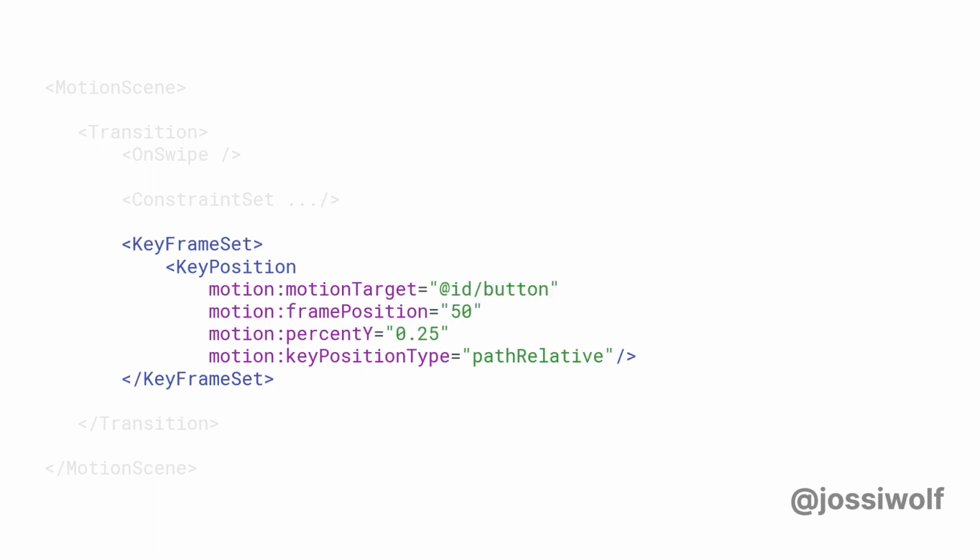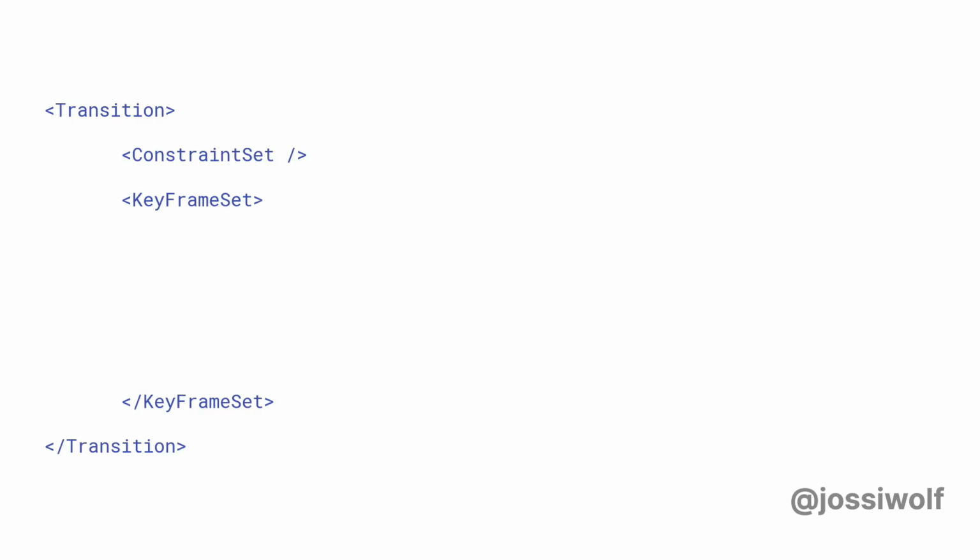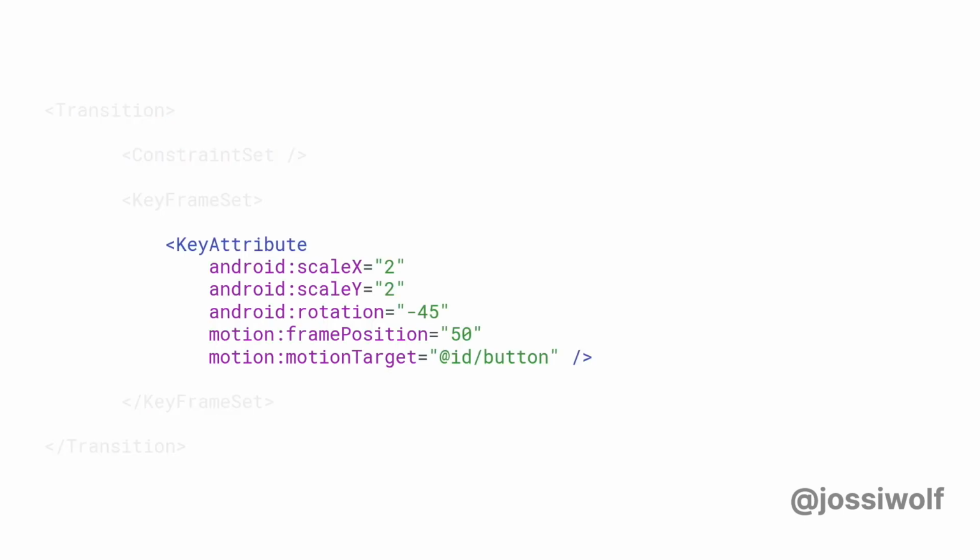This is what the whole KeyPosition keyframe set looks like. KeyAttribute is next. So KeyAttribute, as I said earlier, is to define attributes at a certain keyframe. Again, we have our transition constraint sets, and we have a keyframe set, which contains everything. And in there, let's go ahead and add a KeyAttribute.